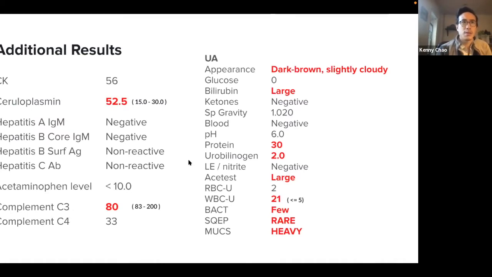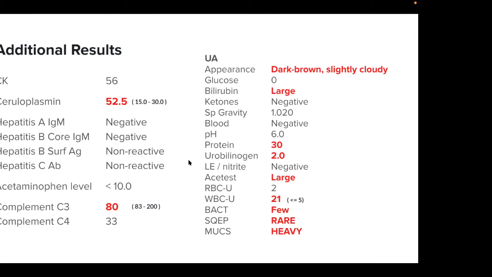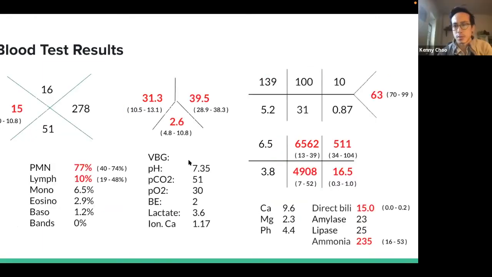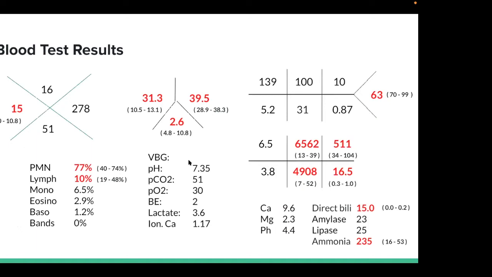The ceruloplasmin, if somebody's thinking of Wilson's disease, it's usually low in Wilson's disease. It's an acute phase reactant as well, so possibly high in that case. And then the UA, you can see that he's essentially spilling out bilirubin and urobilinogen. Kenny, do you mind just going back to the previous slide? Sure. Great.